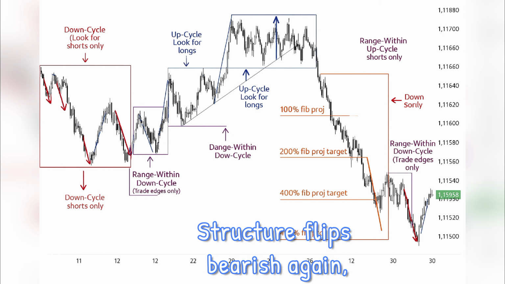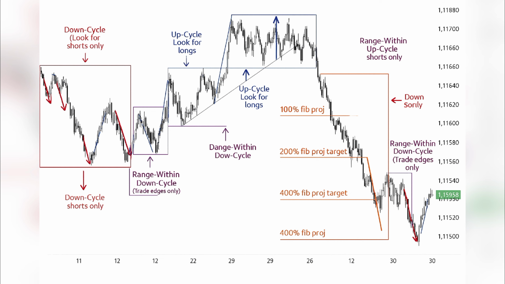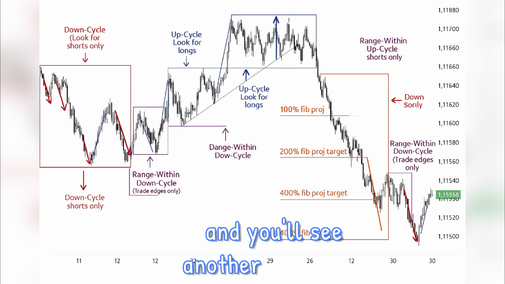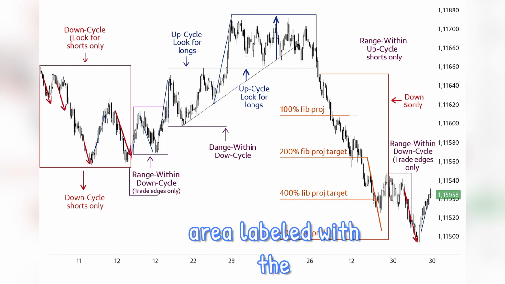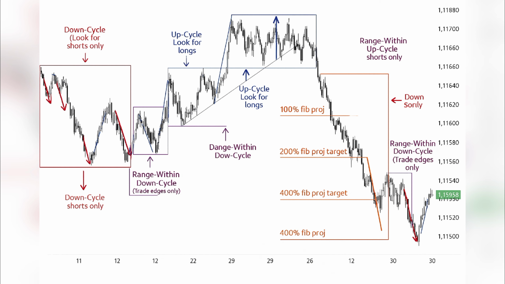Structure flips bearish again, price forms lower highs and lower lows, and you'll see another red boxed area labelled down cycle. The same logic applies, no more longs. You now switch to shorting pullbacks, respecting the new bearish structure.